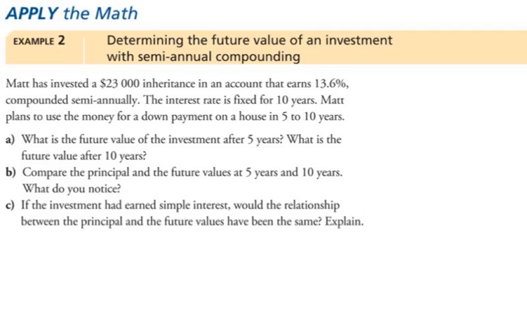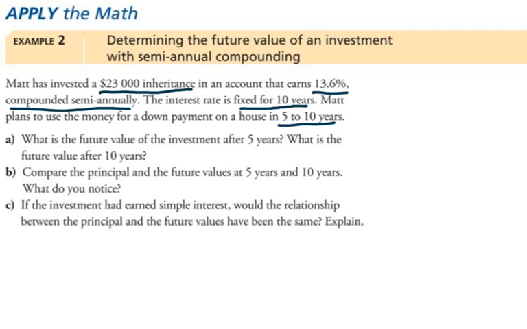So Matt has invested his $23,000 inheritance in an account that earns 13.6% compounded semi-annually. Interest rate is fixed for 10 years. And he plans to use the money for a down payment on a house in 5 to 10 years. So in question A, what I'm asking you for is what is the future value of the investment after 5 years and after 10 years?